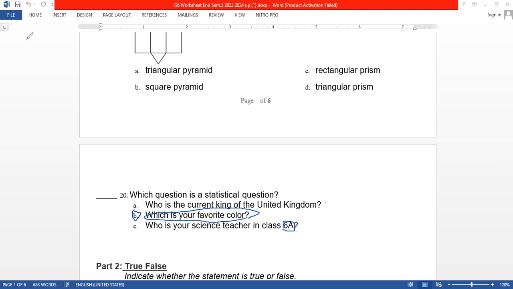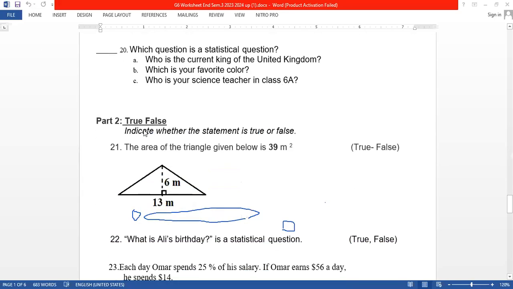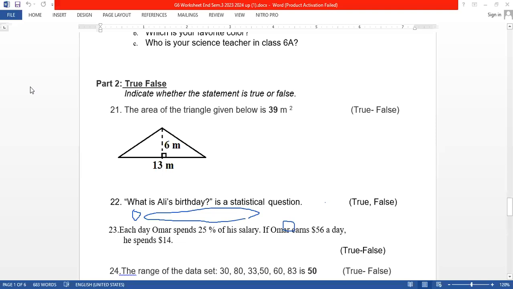Now, next question, true or false. The area of the triangle given is 39. Let me check. 13 times 6 divide 2. 13 multiply 6 equals 78. 78 divided by 2 is 39. Yes, the answer is true. Don't forget to divide by 2 on the triangle.